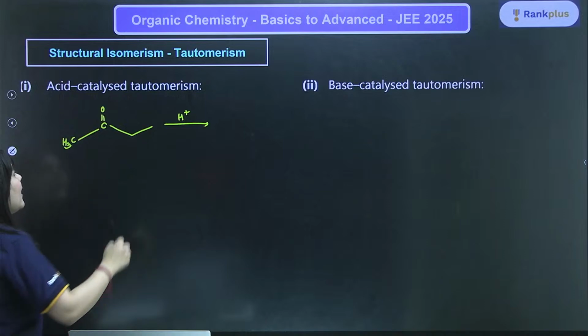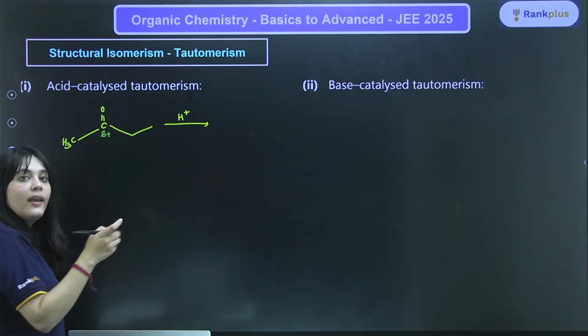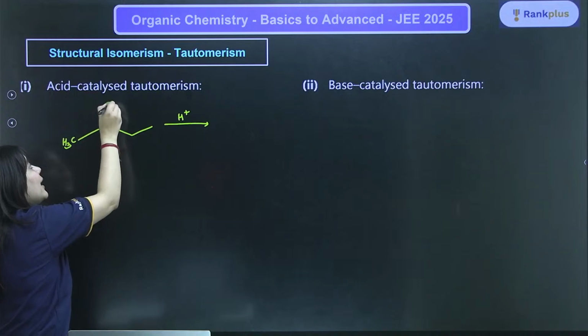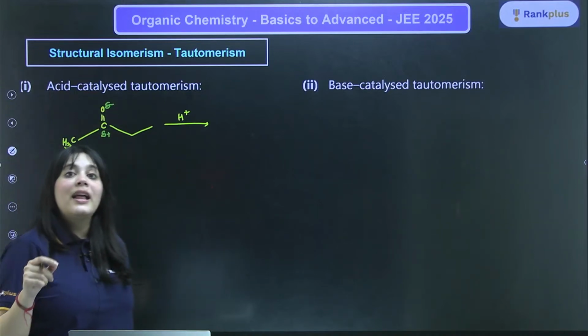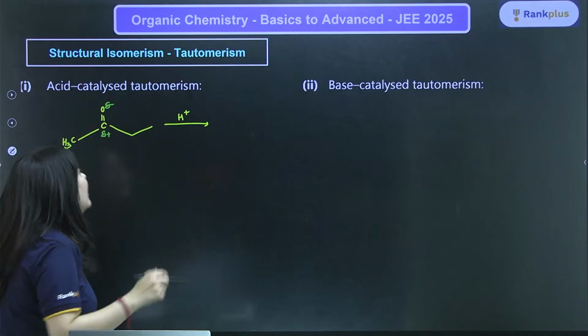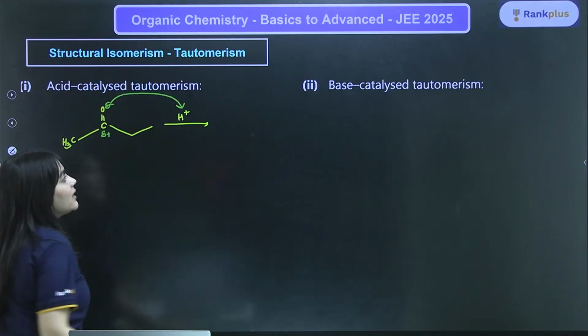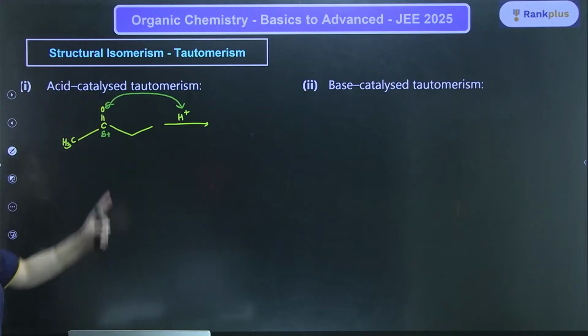So can you see? This carbon over here has a delta positive charge. Why? Because it is attached to more electronegative oxygen. So the oxygen has a delta negative charge. What is the next thing that will happen? This delta negative charge will definitely attack this positive, isn't it? Because this is positive, this has a negative charge.